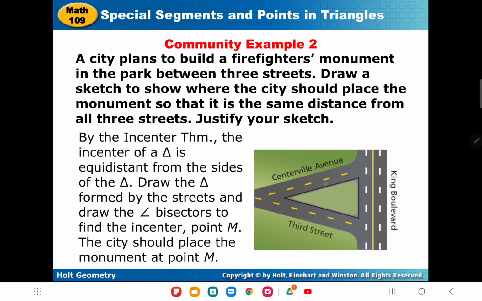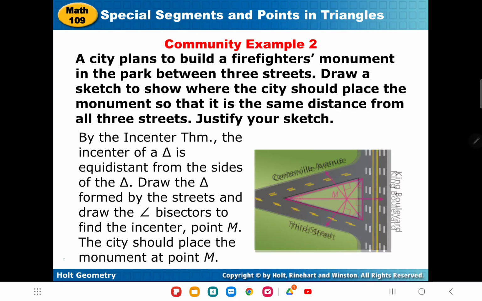So we're going to draw the triangle formed by the streets. There it is. And we're going to draw the angle bisectors. And I'm going to do a terrible job of drawing these angle bisectors. There's another one. There's a third one. And right about here, there's that incenter. It is going to be equidistant from the streets. So that is where the city should place that monument at point M.